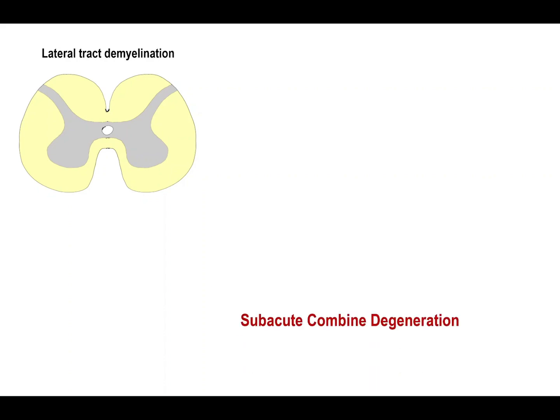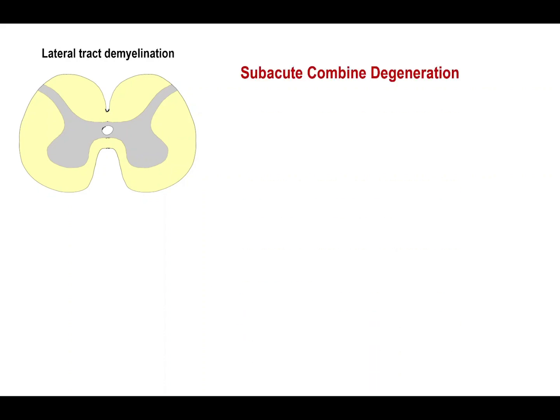Lateral tract demyelination. Remember, there were two lateral tracts. One was the spinothalamic tract, the second one was the corticospinal tract. So in this case, lateral tract demyelination, what would cause that? Usually B12 deficiency.